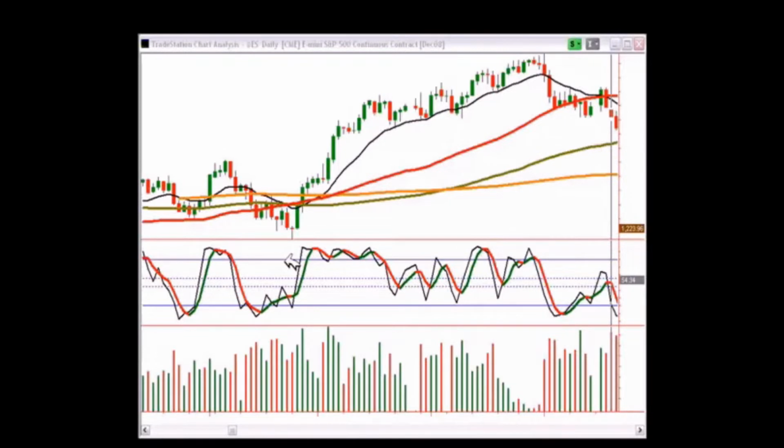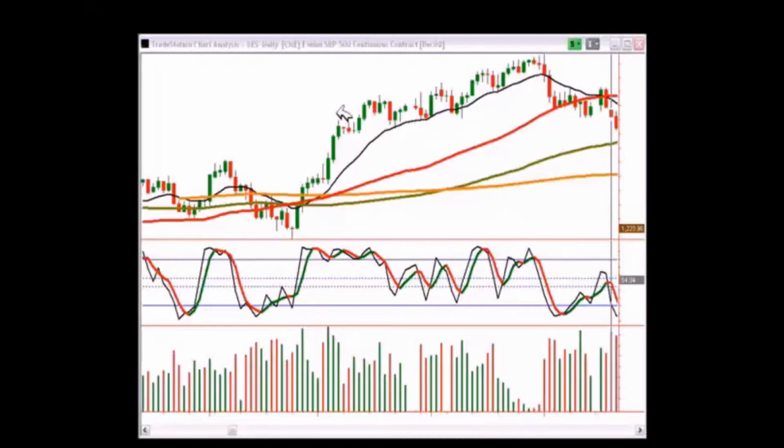Now we're going to look at volume rule number 2. And this one is basically the opposite of volume rule number 1. Again, volume rule number 1 is very simple. We want volume to increase when price is moving in the direction of the trend. We want volume to decrease when price is consolidating or retracing against the trend.